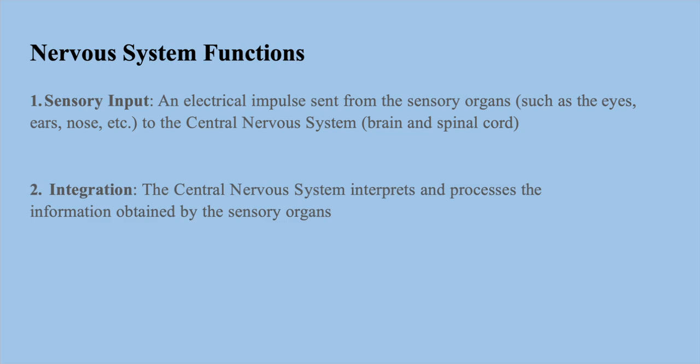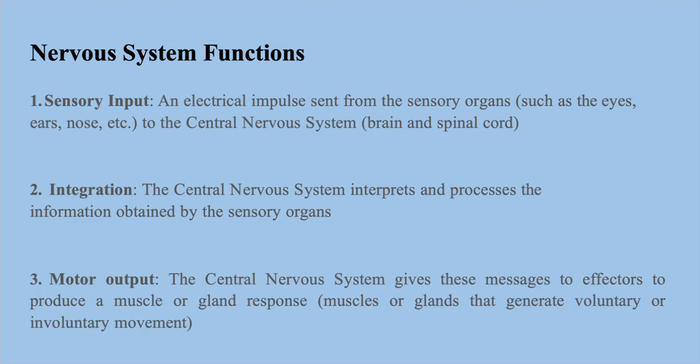The second function is integration. This is when the CNS processes all the information that is obtained by the sensory organs. And the third function is motor output. This is when the CNS gives these messages to the effectors, which are muscles or glands that generate voluntary or involuntary movement respectively. And this allows a muscle or gland response to be produced.